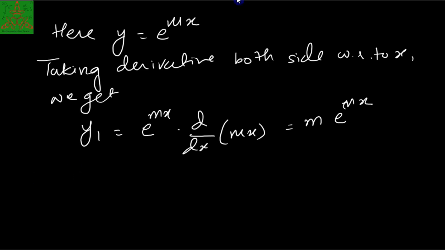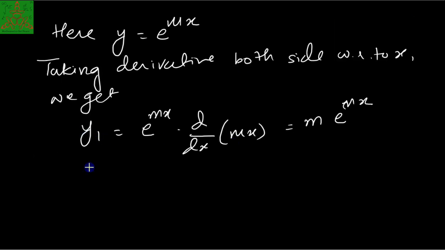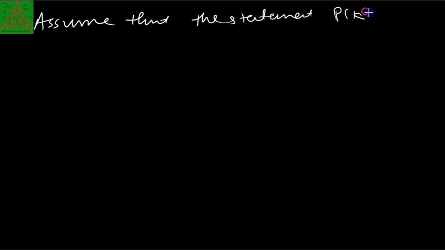So if you compare this with the statement Pn, whenever n is there we have 1 here. Therefore I can say that P1 is true. Now we have to assume that Pk is true. So assume that the statement Pk is true.